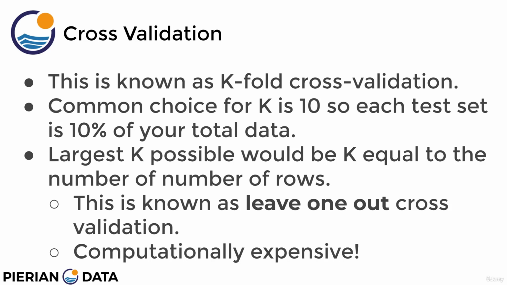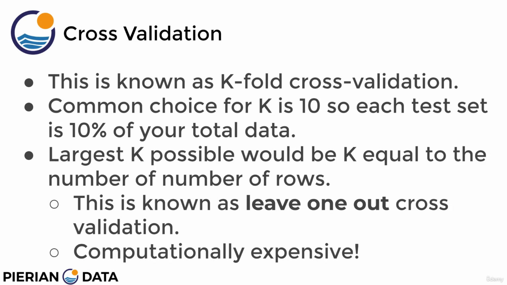Keep in mind that the largest k number of splits possible would be k equal to the number of rows. And this particular case, where you're going to go ahead and just draw one row as your test set, train on everything else, and then go on the next row as your test set, train on everything else, that's known as leave one out cross-validation. And as you can imagine, that's computationally extremely expensive, but it will give you the most accurate reading for your particular model since it's training on everything but one row of the data. And then you're going to average all those errors across all those rows. So that's known as leave one out cross-validation.